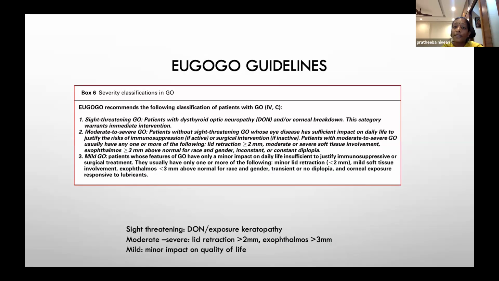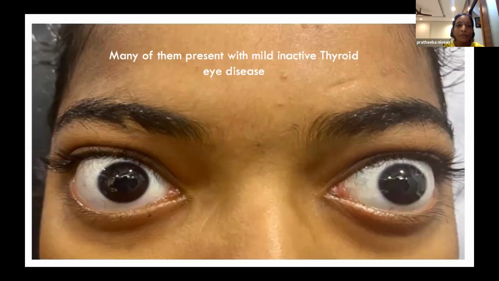To assess the severity, the European guidelines for Graves' orbitopathy have devised a guideline to say whether the disease is mild, moderate, or severe. To be simpler, the patient is said to have a sight-threatening disease if the patient has a dysthyroid optic neuropathy or an exposure keratopathy. The patient is said to have a moderate to severe disease if there is a lid retraction of more than 2 and an exophthalmos of more than 7. And all the rest of the patients are classified as mild.